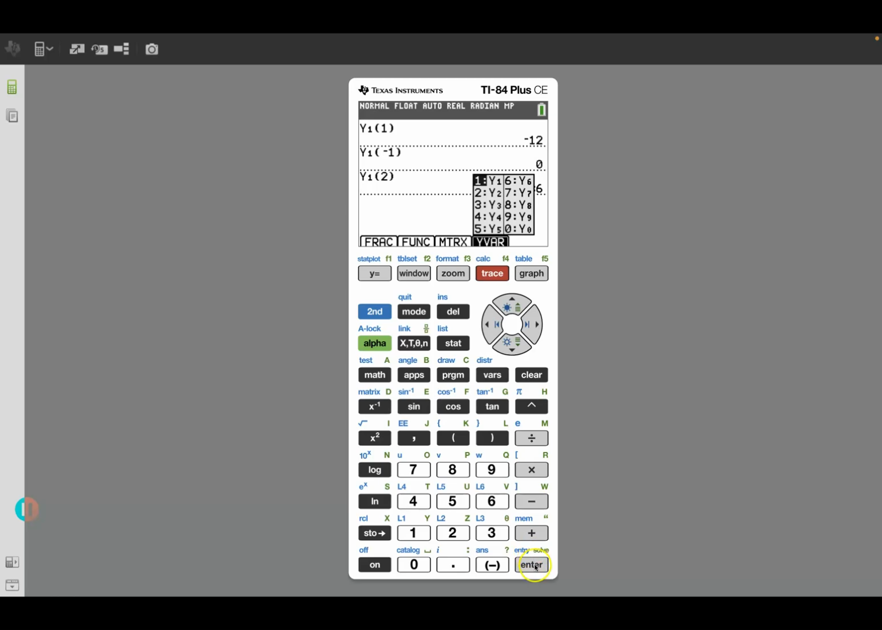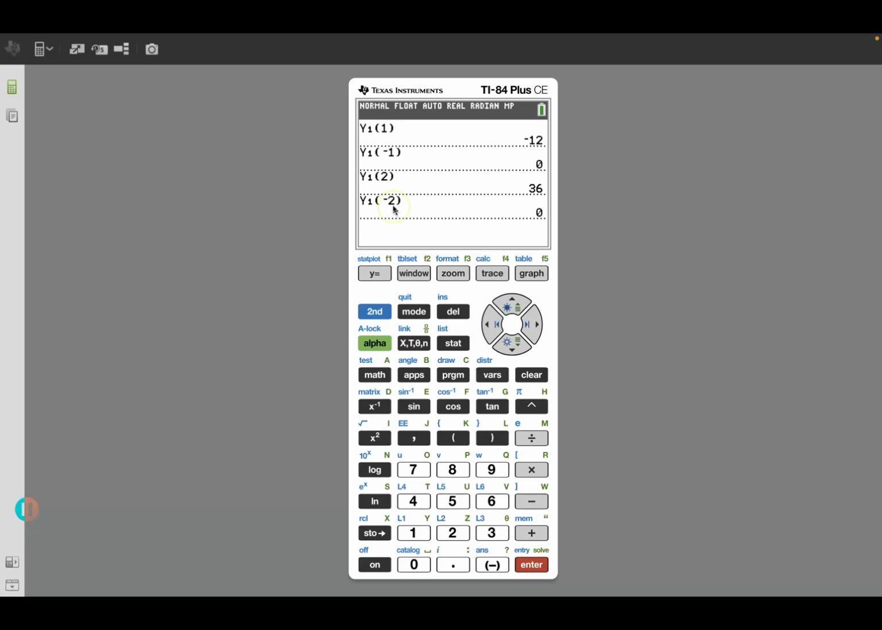Alpha, trace, y1 parentheses negative 2. Make sure you are using the negative button here and not the subtraction key, because you will get an error if you accidentally use the subtraction key. And now when we input negative 2, we do get an output of 0. So negative 2 is our next 0.